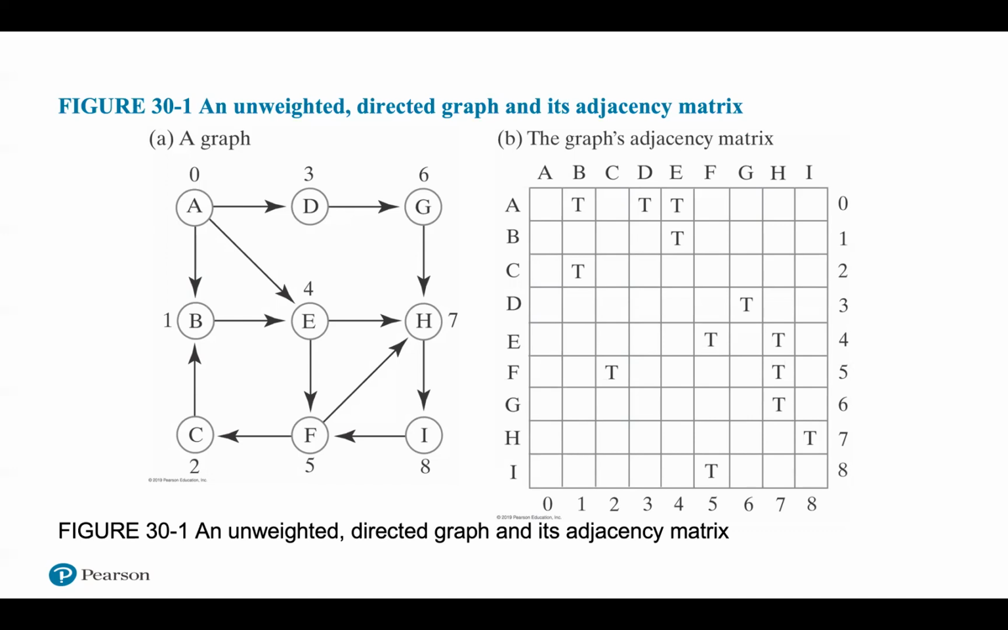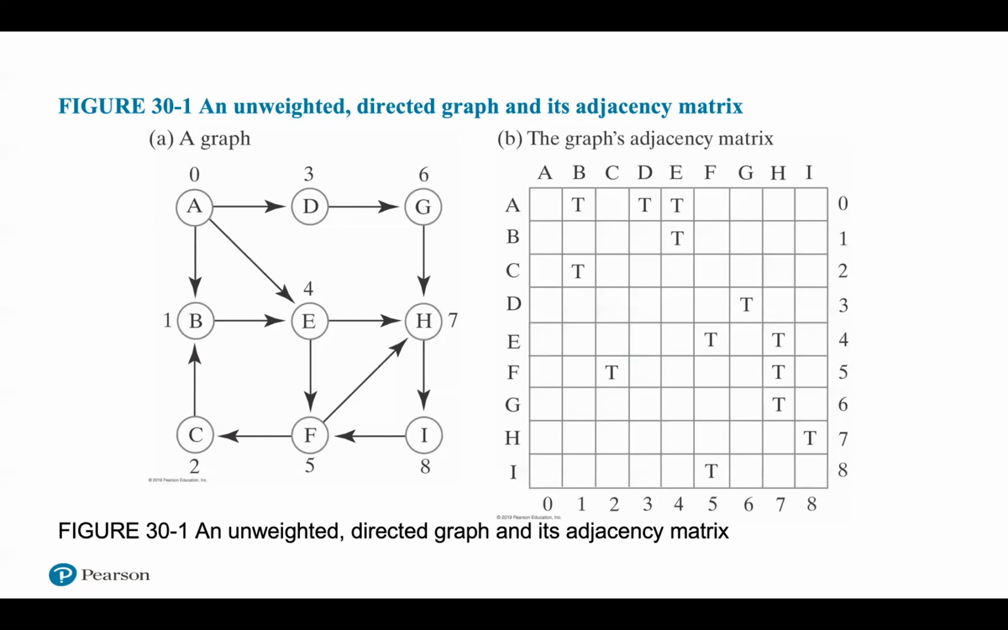For an unweighted graph, you can use Boolean values in the matrix. For a weighted graph, you can represent edges using the edge weights when weights exist, and infinity otherwise. So figure 31 that we're showing here provides an example of an unweighted directed graph and its adjacency matrix.